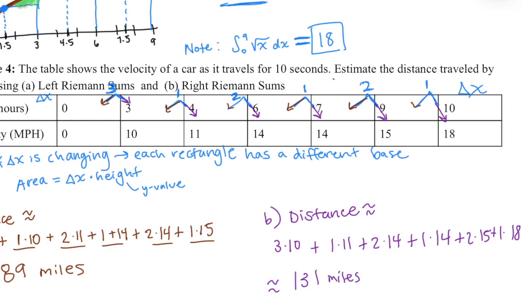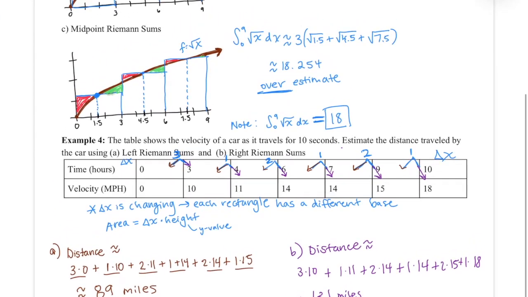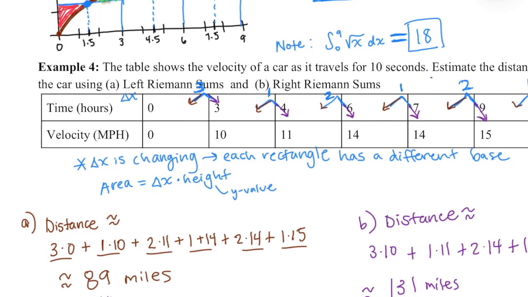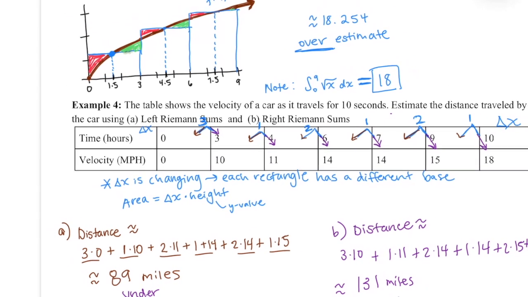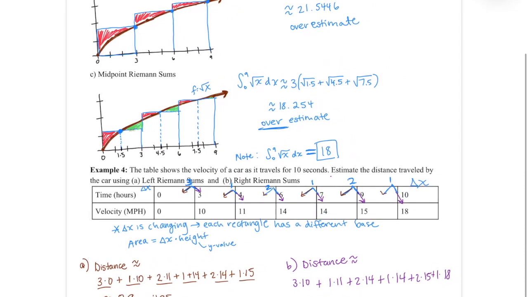Whoa, those are quite different. You can probably imagine in part A we got an underestimate, so this one's under, and this one's an overestimate. The reason I know that is because look at the velocity, our y values. Our y values are increasing. So the graph, if we were to graph this, would look something like our square root function that we did up here. Our square root function is constantly increasing. It starts off increasing quickly and then slows down.